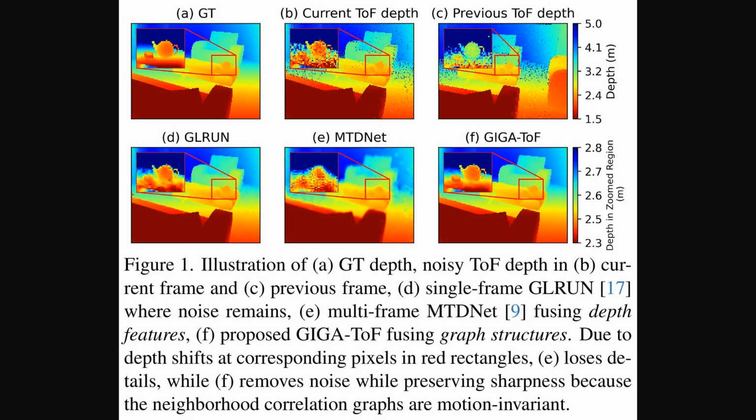Alright, so to see this in action, the authors provide a great visual comparison. First, we have the ground truth. That's the perfectly clean, ideal depth image they're trying to reconstruct. Next to it are 2 frames of the actual noisy sensor data. It's pretty messy. Then we see the results. A previous multi-frame method, MTD-net, blurs out details like the teapot, but the proposed GIGA-ToF method, which stands for Graph-Informed Geometric Attention, successfully removes the noise while preserving sharpness. It does this by focusing on the underlying relationships between pixels, which don't change even when the object moves.